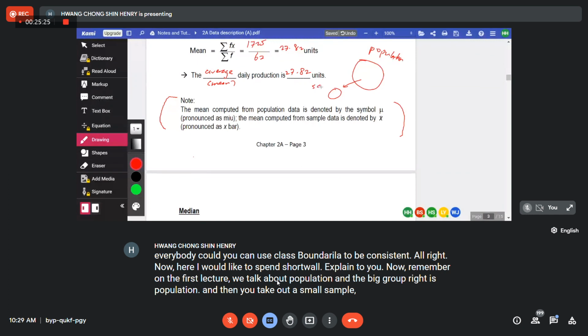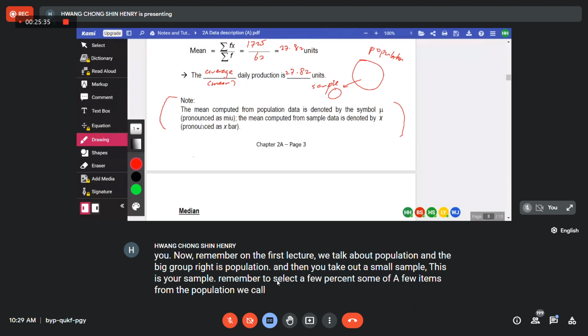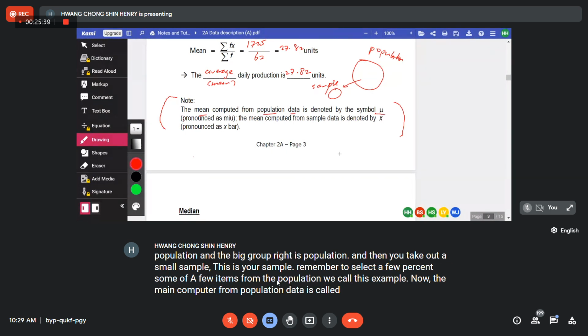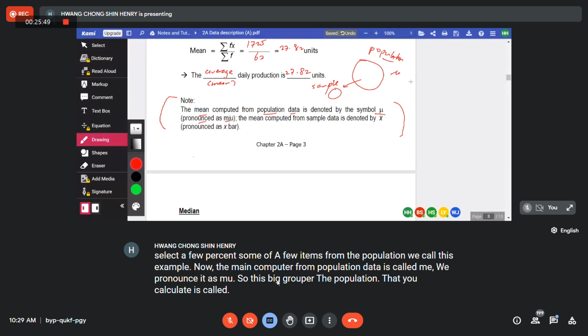This is your sample. Remember, select a few percent, some or a few. Items from the population we call it sample. Now, the mean computed from population data is called mu. We pronounce it as mu. So this big group, the population that you calculate is called mu. So this is the population mean.